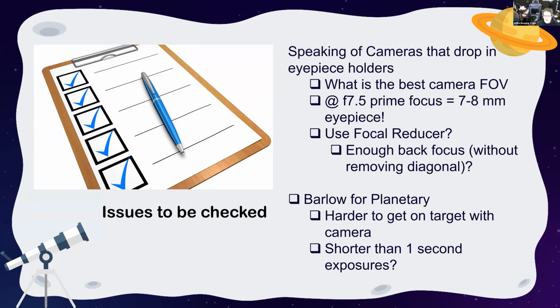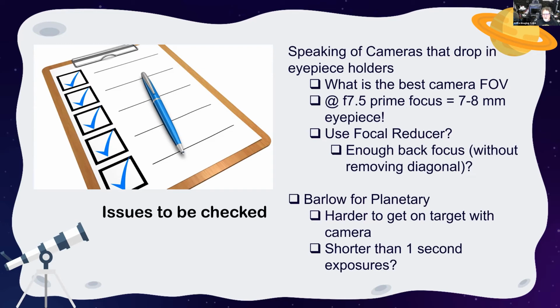Yeah, so this talks about the prime focus being equivalent. At least, I was messing with an 80 millimeter f7.5 visual scope out in the yard here, and that FOV came out to be the same as like a 7 to 8 millimeter eyepiece. That's a really small FOV.